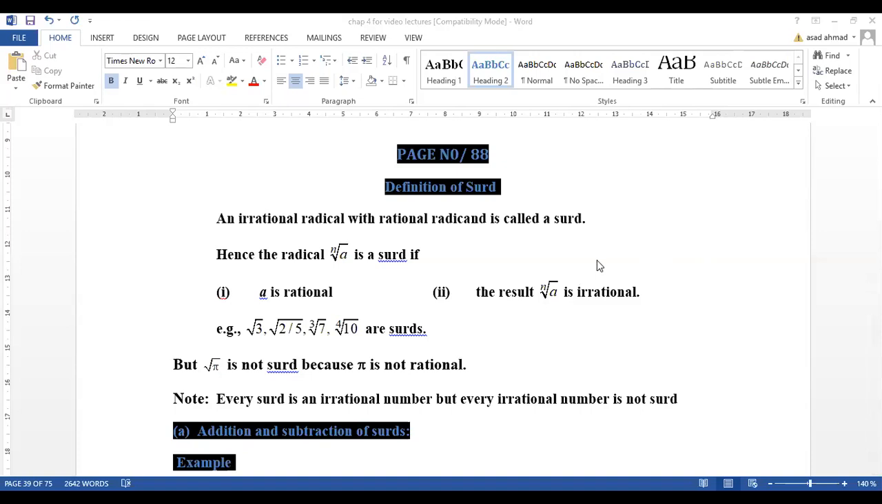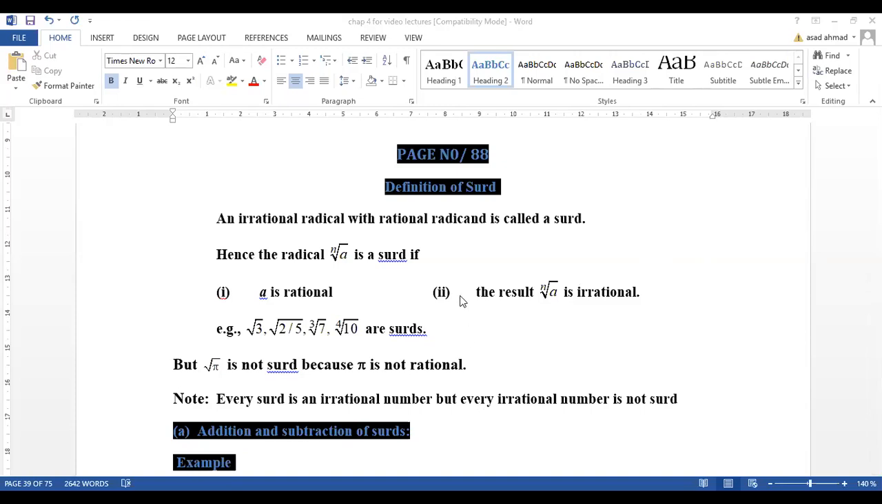I hope that you can see the page 88. I am sharing the screen with you. If you have any problem in viewing this page, kindly chat me or unmute your mic, and then you can ask me. So we are beginning with it.